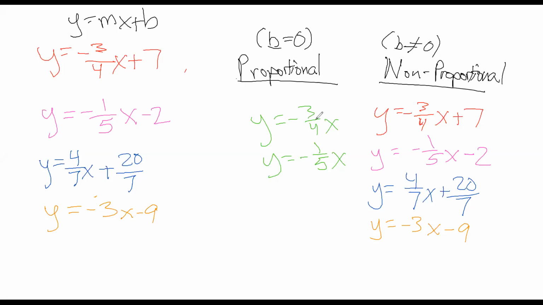So going back, now that we classified them as proportional and non-proportional, and you saw that I made some extra equations to help support that, we're going to jump into steepness as our next category. So I'm going to clear all this right here.